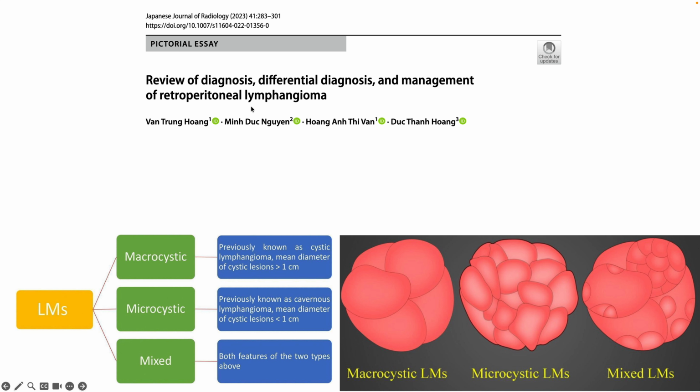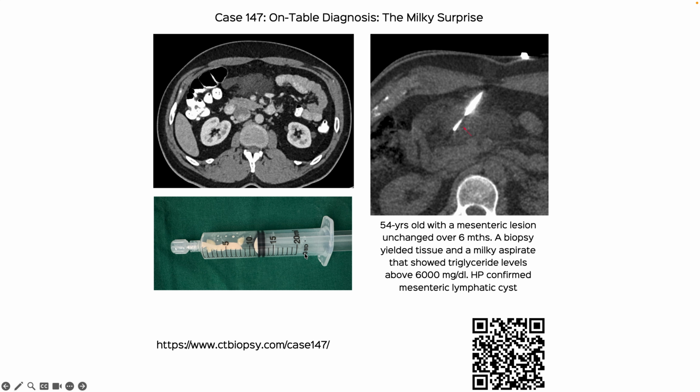I was looking at the literature, and this article from the Japanese Journal of Radiology is very comprehensive. It also has a huge list of differentials categorized in multiple ways, and if you have access to the article, then it's a wonderful read. And these are all lymphatic malformations. Earlier, there were multiple terms used, and now divided into macrocystic, microcystic, and mixed, and this is what they would look like. So our patient clearly has a macrocystic lymphatic malformation.